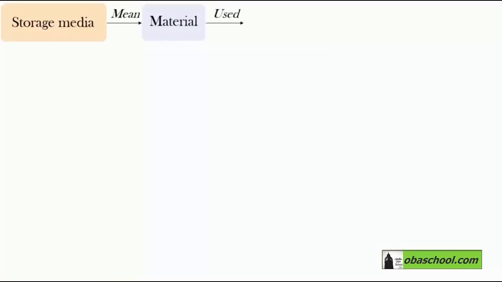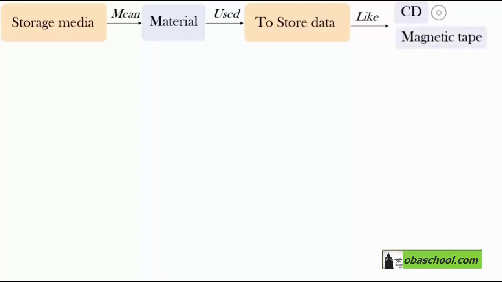Now let's talk about the storage media. What is the storage media? It is material used to store data. Let's look at these two examples. The first example is the CD, and the second example is the magnetic tape, which we talked about previously.